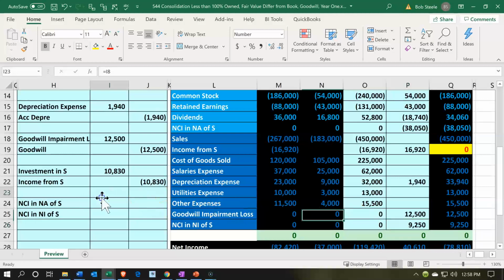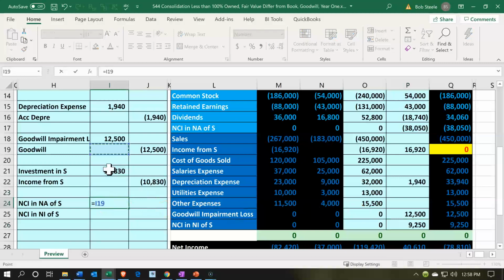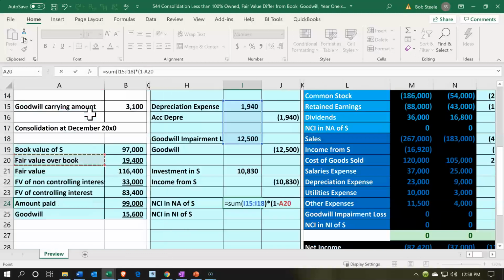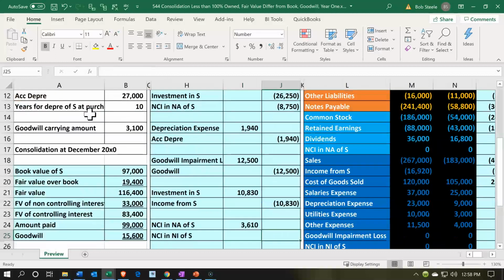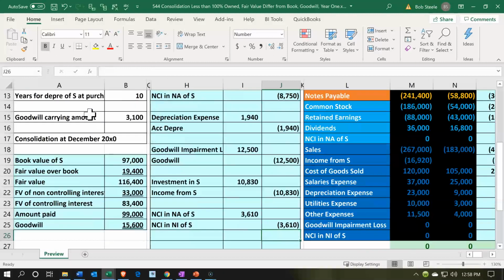So similar kind of process. I'm just going to redo the calculation. In any case, it equals the sum of these two times 25%, or times, let's put brackets, 1 minus, and then we're going to be picking up the 75%. So 1 minus that 75%, which of course is the 25%. And so there's the debit and credit there.